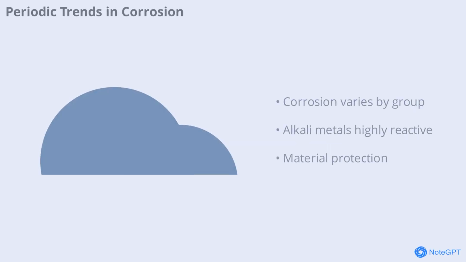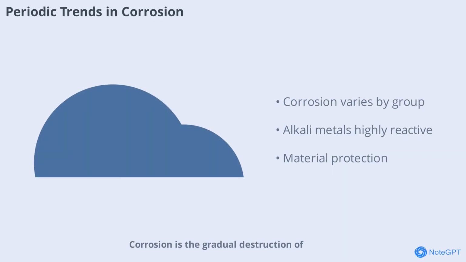Corrosion is the gradual destruction of metals by chemical reactions with their environment. The tendency to corrode varies across the periodic table, with alkali and alkaline earth metals being more reactive and prone to corrosion. Understanding these trends is important for material selection and protection in engineering.